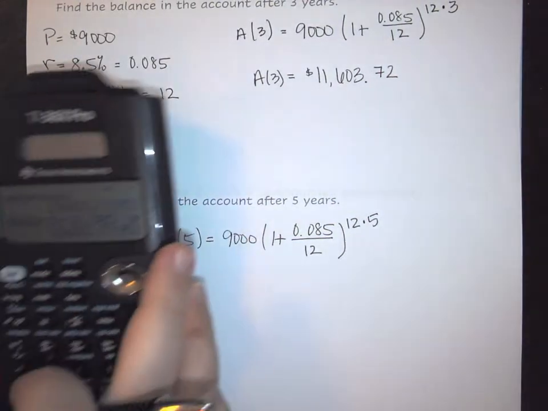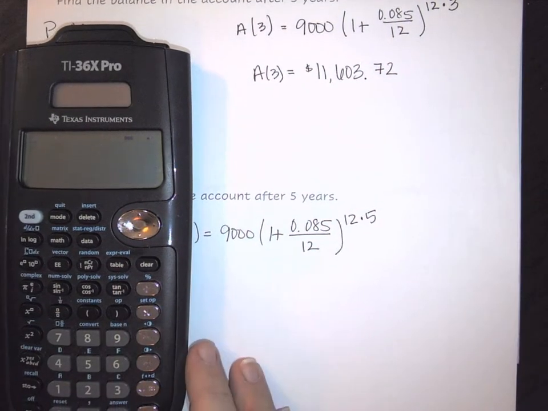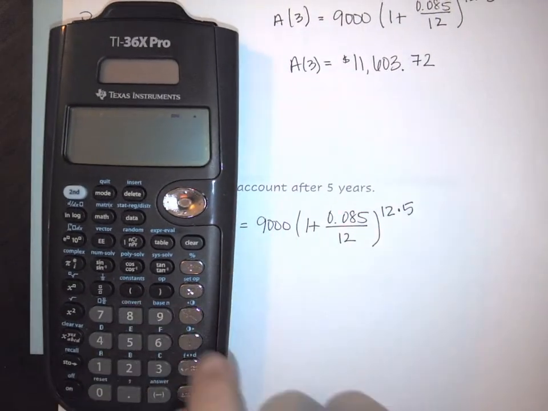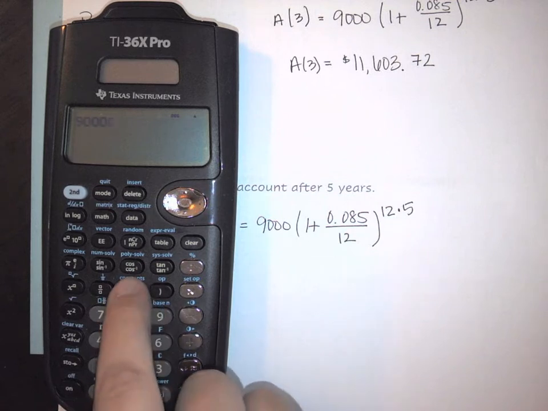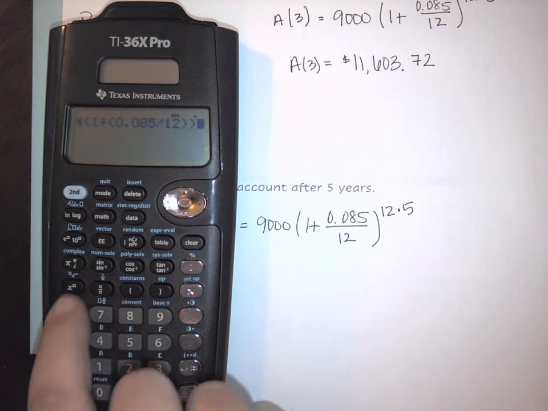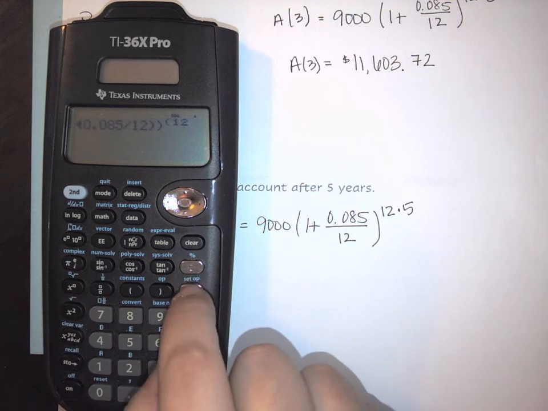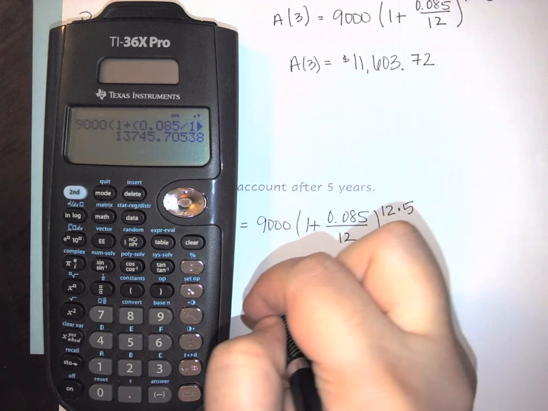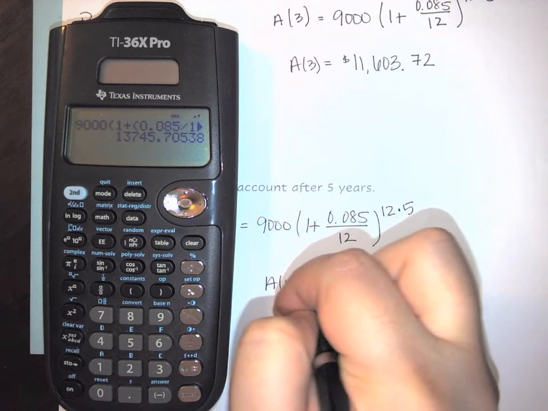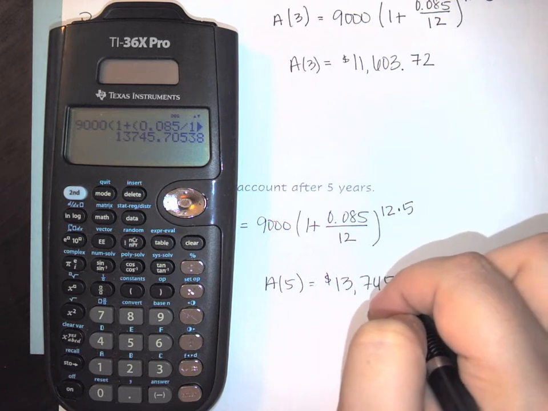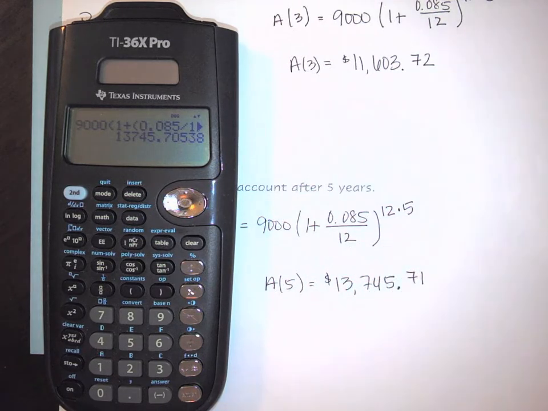Okay, so again, doing that same thing, you could do it step by step or you could do it all at once. And so this would be 9,000 times 1 plus, open another parenthesis, 0.085 divided by 12, close them, and raise it to the 12 times 5. And here we end up getting A of 5 is going to be $13,745.71.